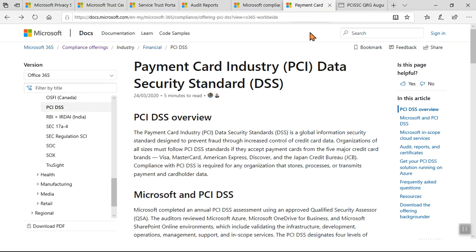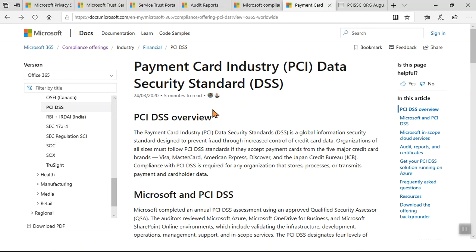Now, what is PCI DSS? PCI DSS is the payment card industry data security standard. So if you have a solution and you are collecting customers' credit card data, you're storing the data, you're using the data, then you should be subject to PCI DSS certification, right? So therefore, if you're an e-commerce provider, now you have an e-commerce solution running on Azure, and you're collecting customers' credit card data, then you should also complete an annual PCI DSS assessment, getting yourself qualified, right?